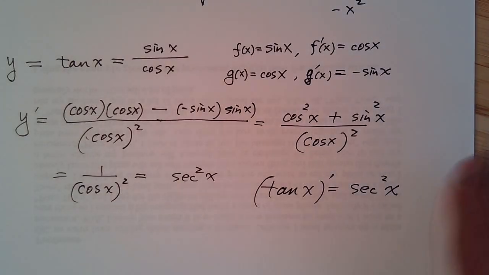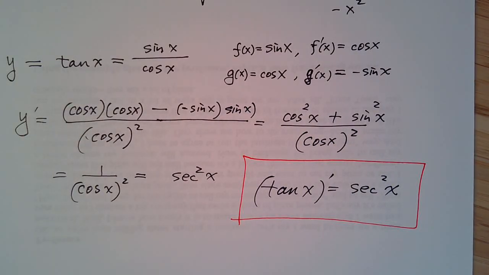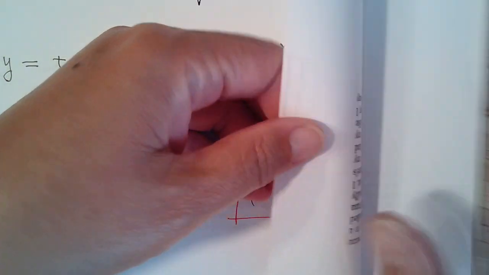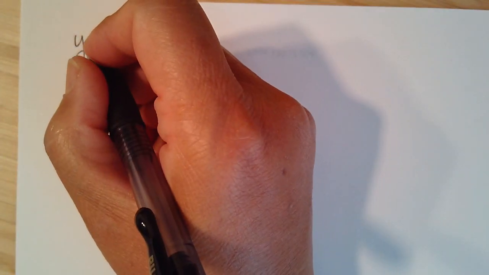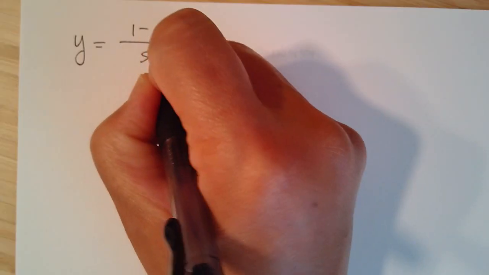Okay, so let me just write it, because we used the quotient rule to find the derivative of a tangent. That's very interesting. Okay, so what about another example? y equals, let's see, top 1 minus cosine x over sine x.